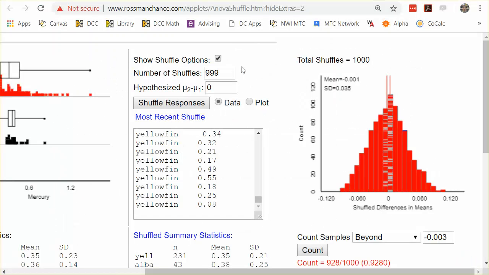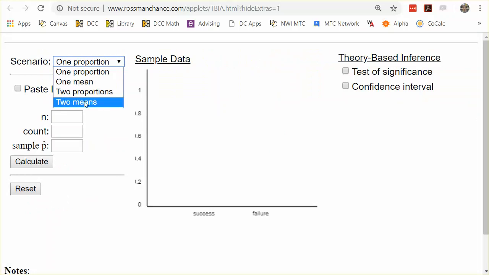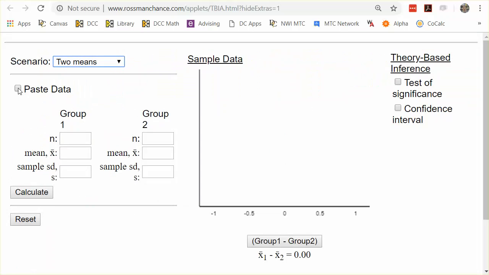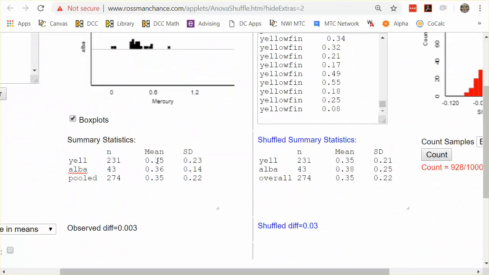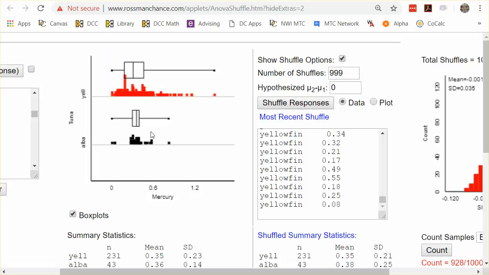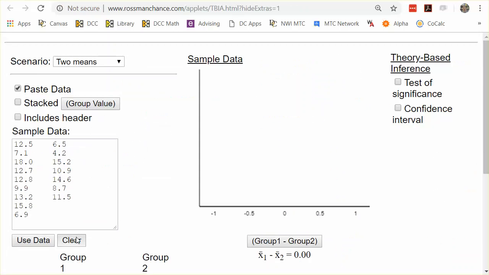The last thing I want to do just briefly is what this would have looked like if we had done theory-based inference instead. If we'd done theory-based inference, we would want to use the 2-mean applet, and we could either have pasted in the sample mean, sample standard deviation, and sample size. Those data are given here, so it could be that you're just given that data. But in this case, we actually had the data, so it's probably just as easy to clear this out and paste it in.